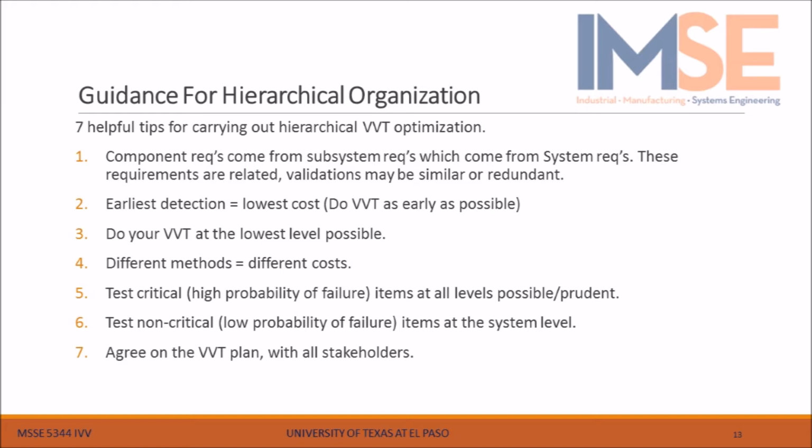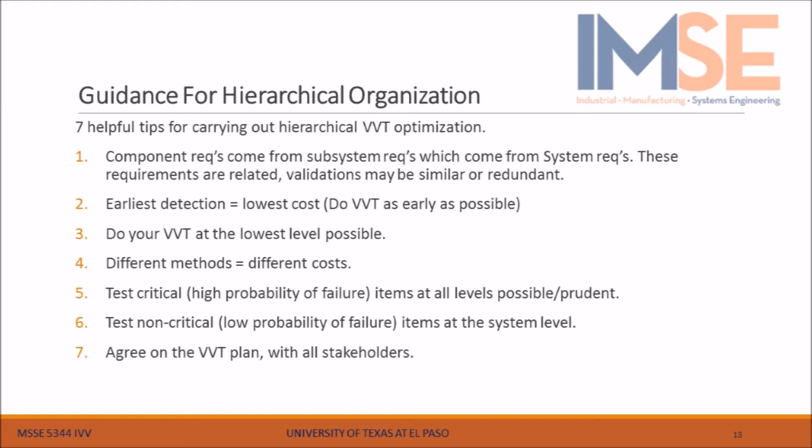Third, it is much more effective to do VVT at the lowest level possible because there are fewer interacting parts of the system at the lower levels. It is easier to observe correct or incorrect functionality at the component level than at the system level. Fourth, different methods carry different costs. Costs might be time, money, resources, etc. Get the most out of the VVT by choosing the most effective VVT method.